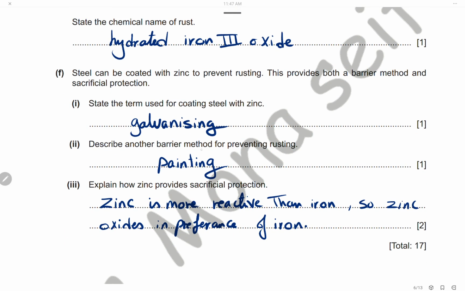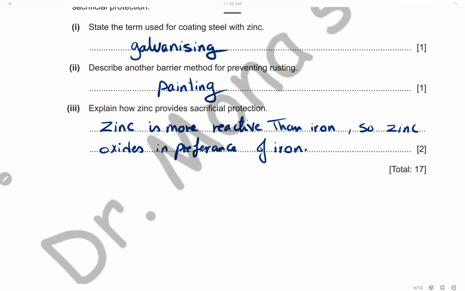Describe another barrier method for preventing rusting of steel: barrier methods like painting or coating with plastic. Explain how zinc provides sacrificial protection. Sacrificial protection uses a metal which is more reactive than iron, which can oxidize instead of iron, or in preference to iron. So here we have zinc. Zinc is more reactive than iron, so zinc oxidizes in preference to iron, losing electrons instead of iron.